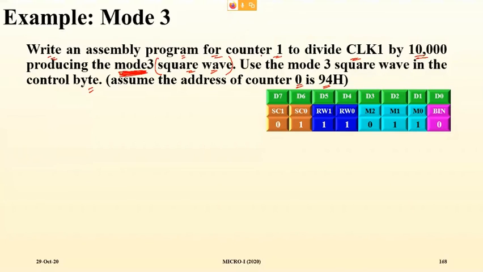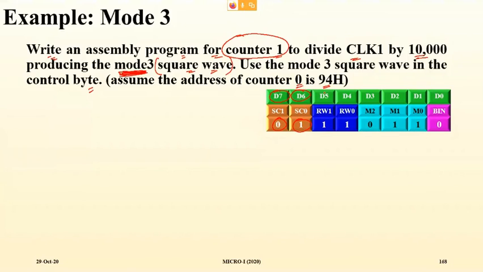So we have to select counter 1, first task. To select counter 1, we have D7 and D6. So therefore it is 0, 1. So we are selecting counter 1. If it is 0, 0, counter 0; 0, 1, counter 1; 1, 0, counter 2; and 1, 1, it will be control word register.